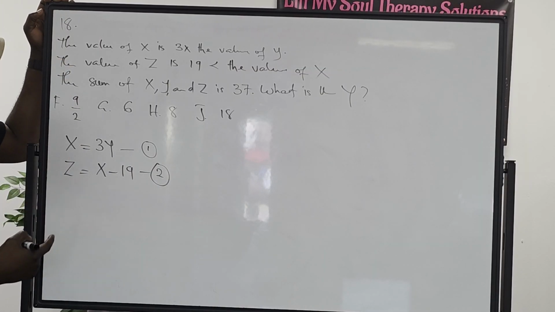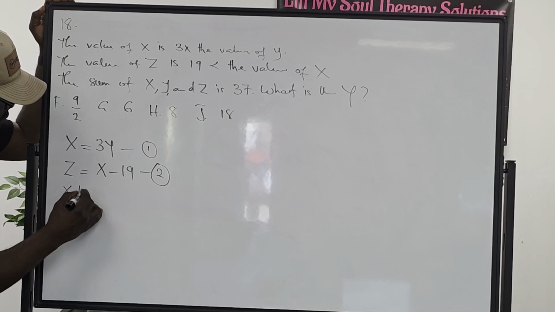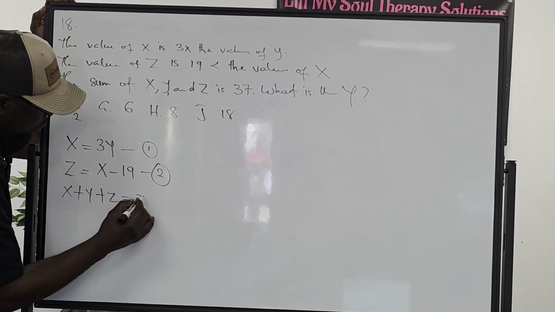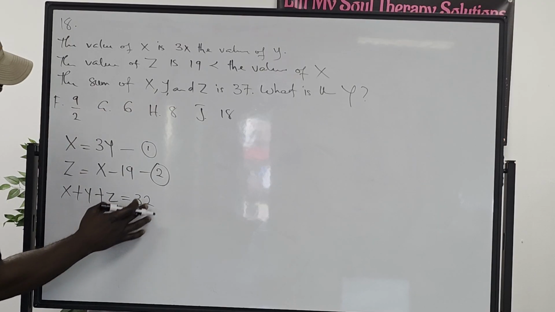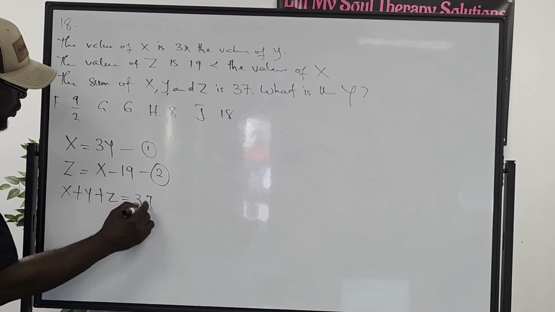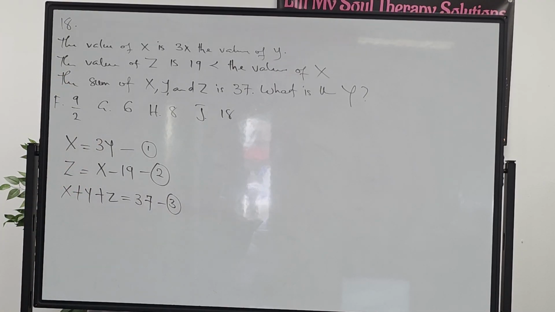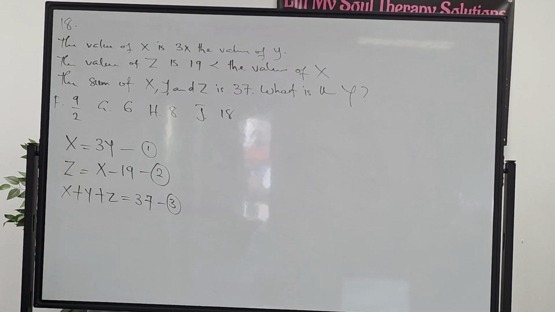And then equation 3 says that x plus y plus z is equal to, sorry, 37. So that's equation 3. So now you can solve for y. That's what they're asking for. The easiest way to do that is, first of all, anywhere you see x, put 3y inside of it.